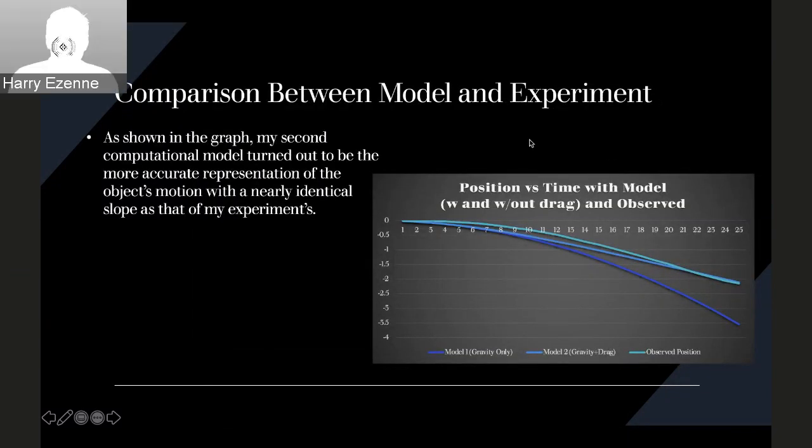So the comparison between my model and my experiment. As shown in the graph, my second computational model turned out to be the more accurate representation of the object's motion, with a nearly identical slope as that of my experiment. It diverges a bit early on, but it matches way better than my first model, which is only looking at gravity.